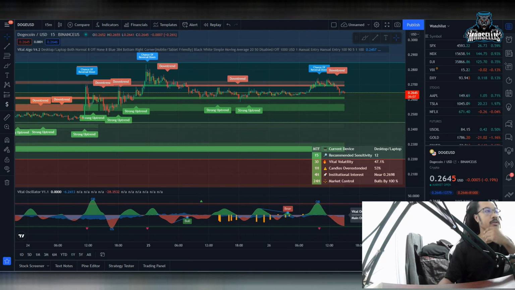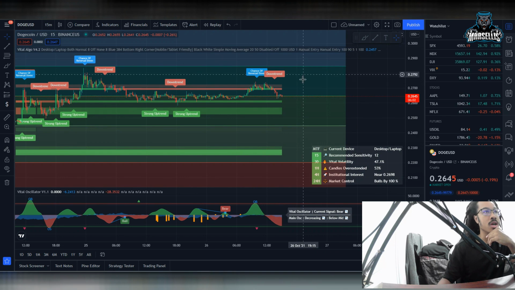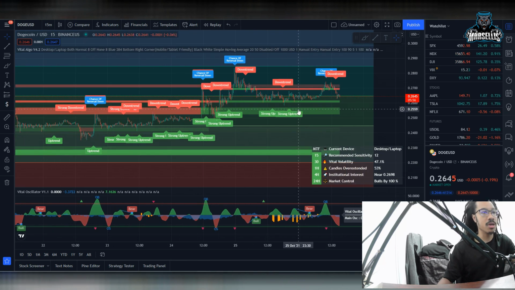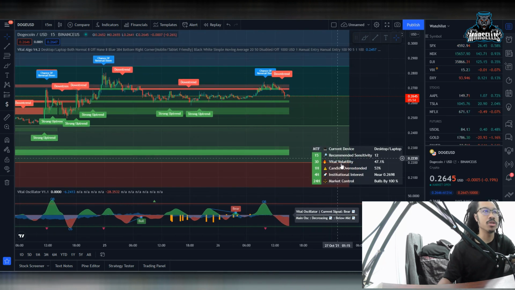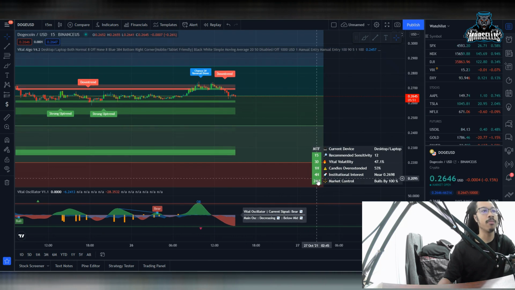So let's go right over here with Dogecoin. Right here, you can see right between our two support levels and our two Fibonacci retracement levels, we just now reached our previous support. Now, something really big that we have to talk about here with Dogecoin is the market control. The 24-hour market control is ruled by the bulls by 100%.